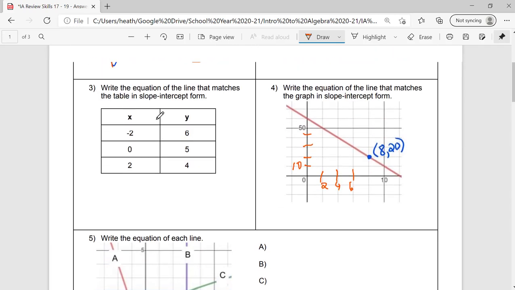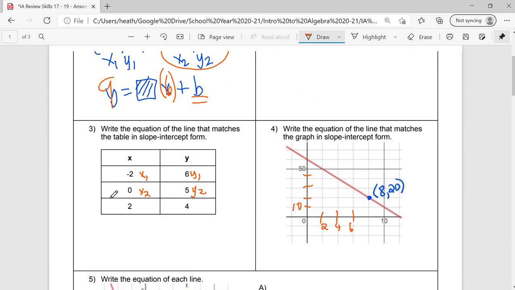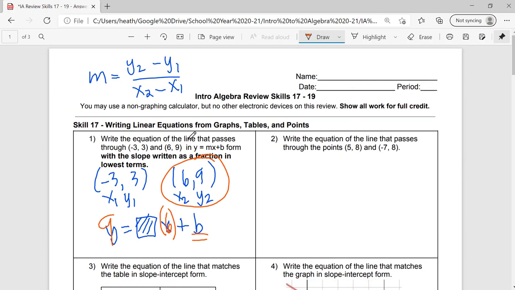This one, as you're doing it, remember you can just label these points, maybe x1, y1, and x2, y2, just like you did on the other part there. Okay, I hope that helps. Also check the solutions key for skill 17 once you've done this part.